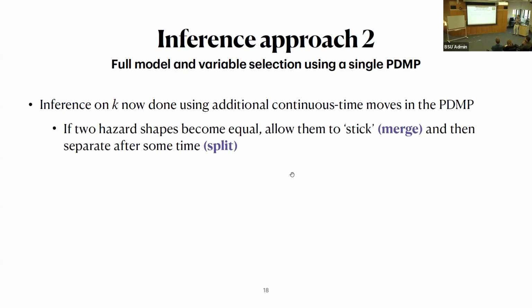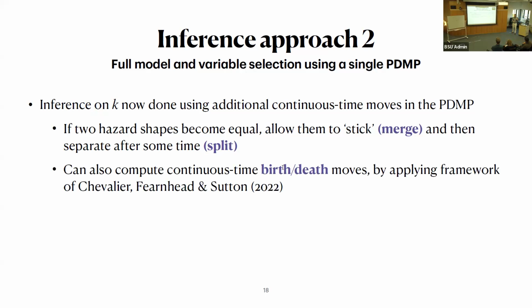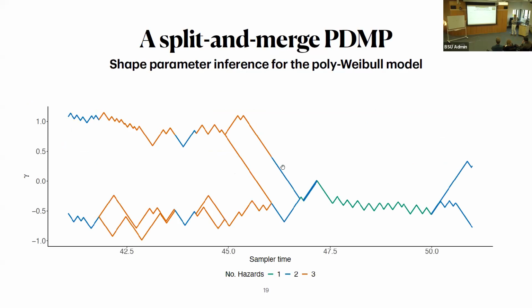Basically you have 2 different PDMPs running, one on each component. And if the PDMPs join together, they'll stick together for a period of time. That effectively means you've reduced the number of hazards by 1 because of this non-identifiability. Your 2 hazards just become a single one with the rates added together. And then after a period of time, you can break them away. So there's a split and then there's a merge move. We can also design continuous time birth and death moves, just like in discrete time reversible jump MCMC. And I'll just show you a picture so you can see the gist of what's happening.